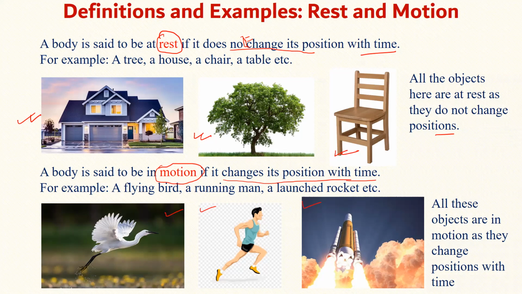So all these things, what will happen to them with time? They will keep changing their position. Suppose you observe this flying bird now, but after 5 seconds you will see that this bird is somewhere else. It is not at the position of its start, but it will have moved some distance after 5 seconds. Similarly, that is the case with this running man and this rocket. So all these things that change their positions with time are said to be in motion. In other words, motion is the state in which a body changes its position with time.